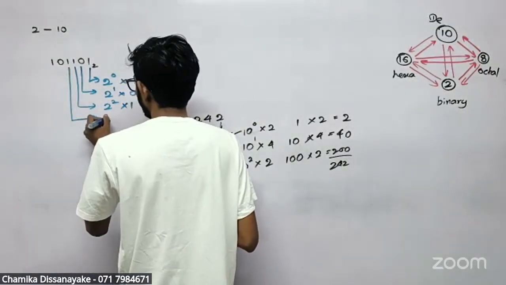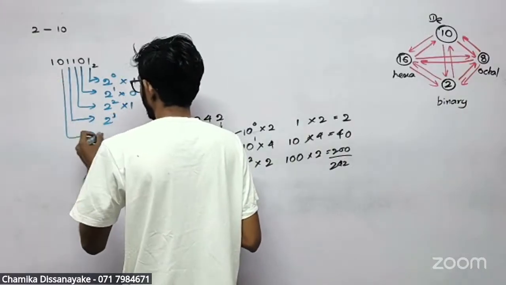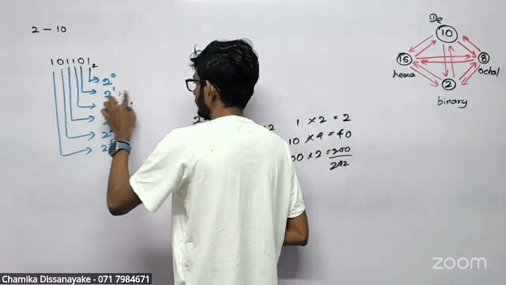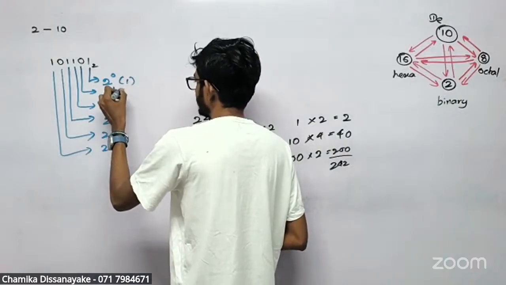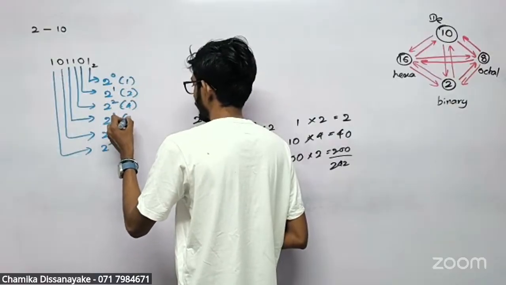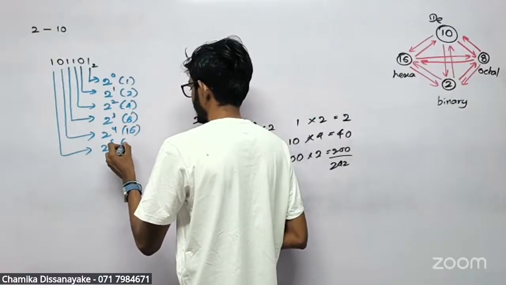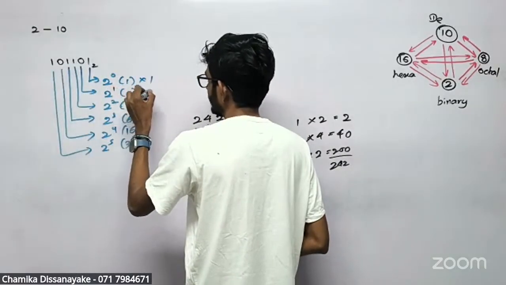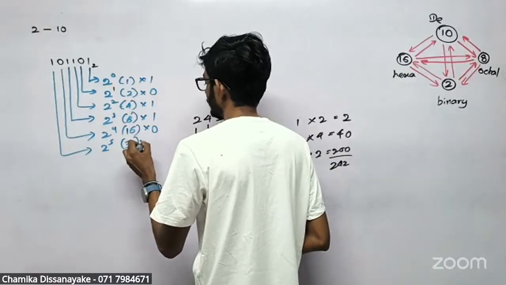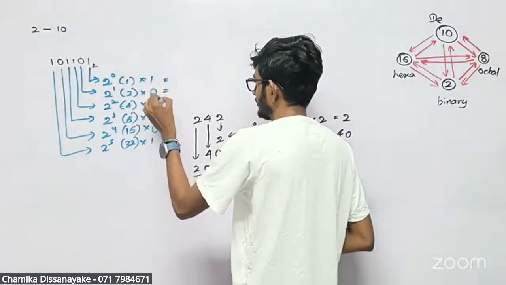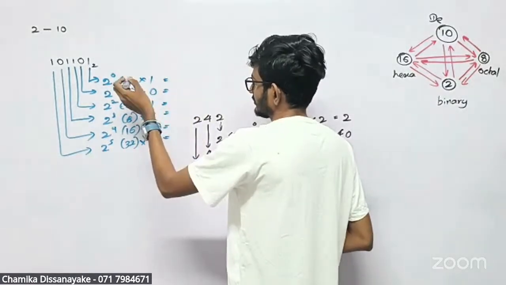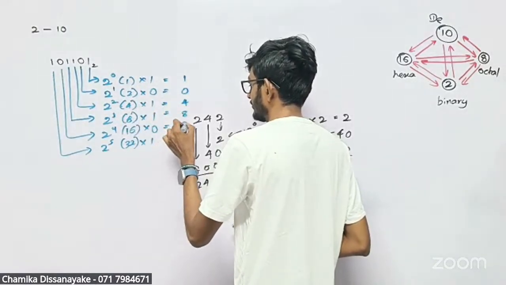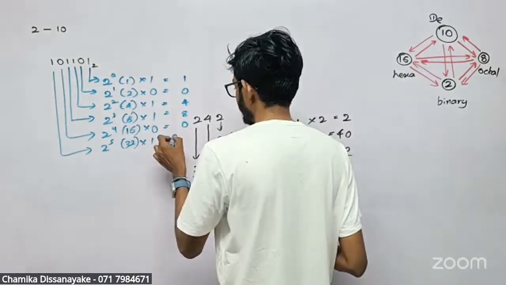So here we have 2 to the power 3, 2 to the power 4, 2 to the power 5. I will just write the values also: 1, 2, 4, 8, 16, 32. Then we have to just multiply by the value. So here 1, 0, 1, 1, 0, 1. Then we can write the answers for each: 1 by 1 is 1, 2 by 0 is 0, 4 by 1 is 4, 8 by 1 is 8, 16 by 0 is 0, 32 by 1 is 32.